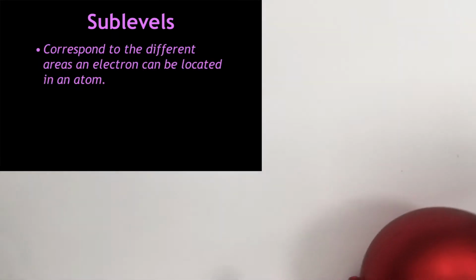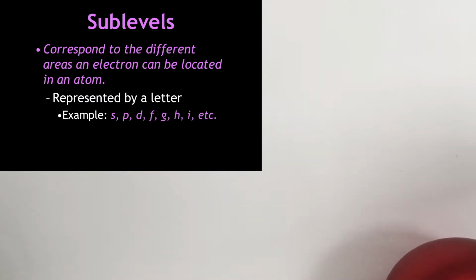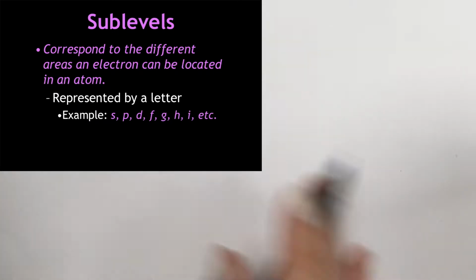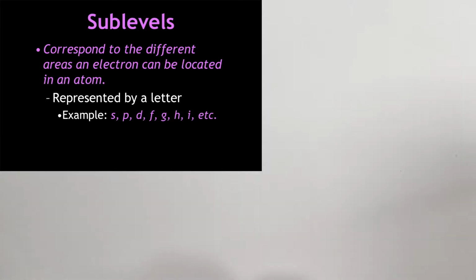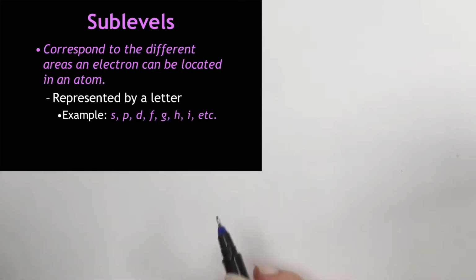They correspond to a different area that an electron can be located in an atom. We represent those by the letters S, P, D, and F. You guys have heard about those. G, H, I, you won't do that in this class. You actually don't do that in IB. You might do it if you go get a degree in chemistry, but they're just theoretical, and I just want you to know that it does go on, but not in 10th grade for sure.